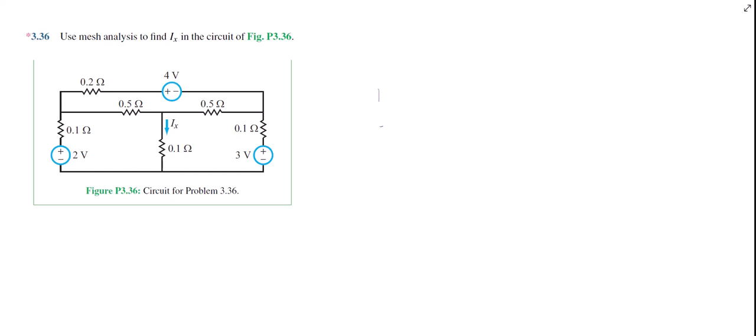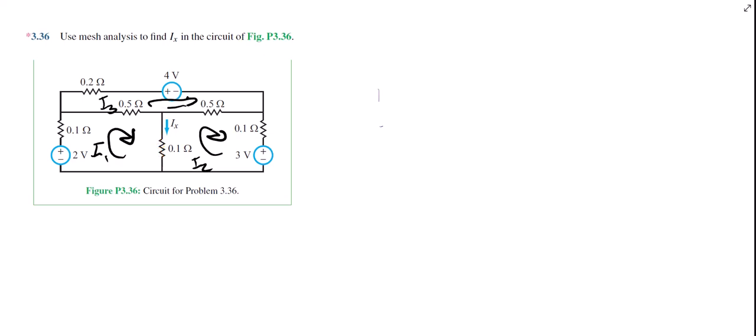If you do some clockwise and some counterclockwise, and you're really careful, you can still make it work, but it's just best to do it this way. And I'll call this one here I1, this one I2, and this one I3. And you'll notice that on any branch that is shared by two currents, because our problem is to find IX, that one is shared with two meshes.